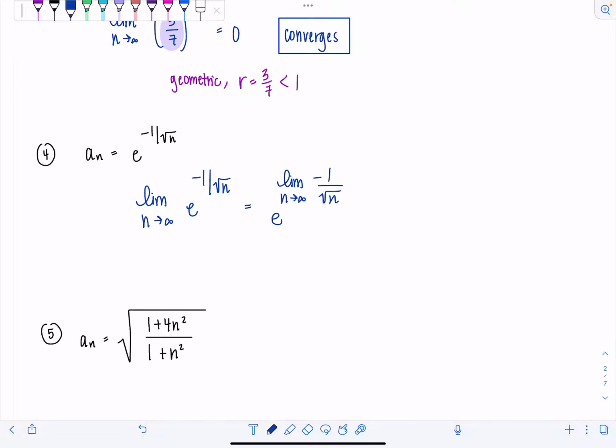Okay, so let's see what's going on here. As n approaches infinity, the denominator is getting really, really big. So negative 1 over the square root of n is going to approach 0. So now for my limit, I'm left with e to the 0, which is 1. Well, that's a finite number. That's L. So this sequence converges. Okay, good. Let's look at another.